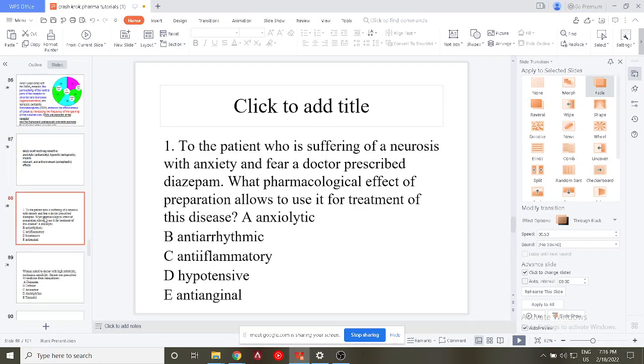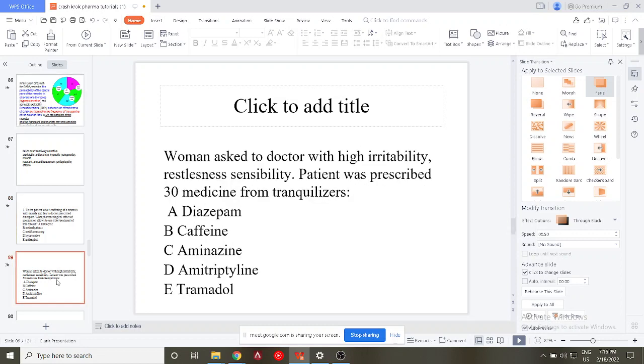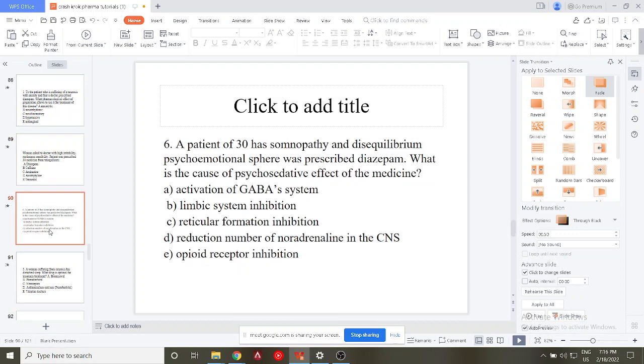Okay, so questions. Someone please read an answer, guys. To the patient who is suffering from a neurosis with anxiety and fear, a doctor prescribed diazepam. What pharmacological effect of the preparation allows it to be used for treatment of this disease? Anxiolytic. Yes, that's correct. Next question. A patient asked the doctor with irritability, restlessness, sensitivity. The patient was prescribed a medicine from the tranquilizers, diazepam. Yes, that's correct.